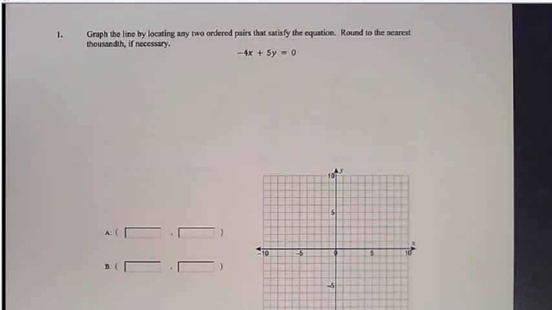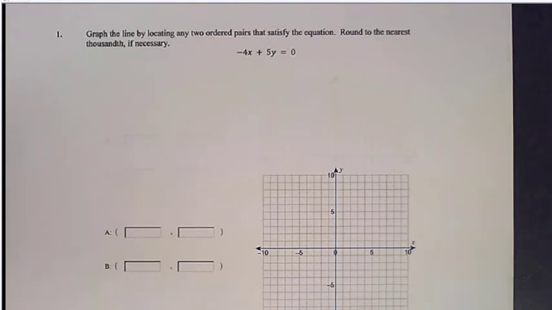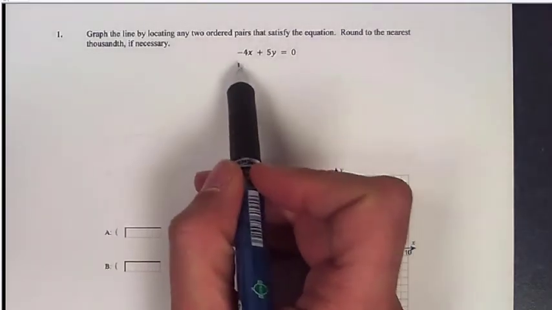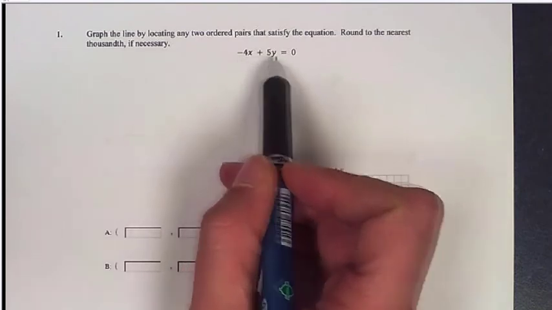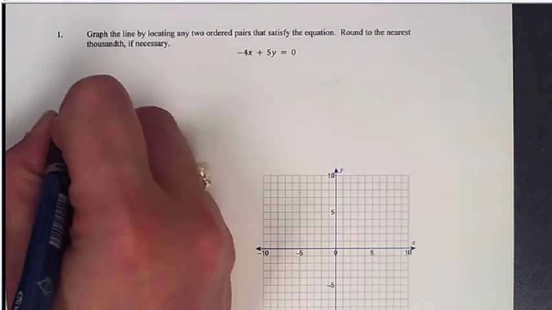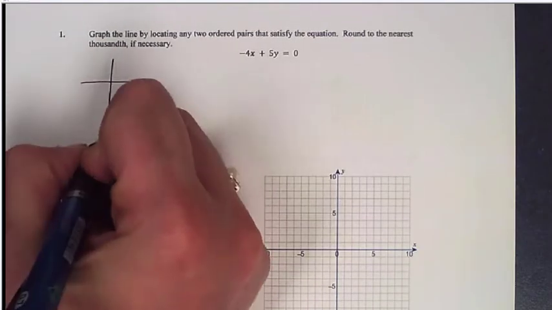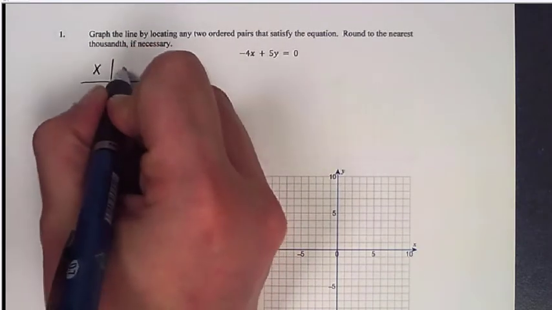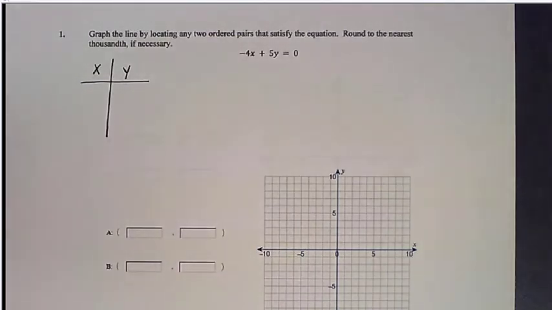Okay, so for our first example of graphing by finding any 2 points, or any 2 ordered pairs, we have the equation negative 4x plus 5y equals 0. So again, I like to do this with a chart, but you don't have to do that by any means. It looks kind of similar to what we were doing at the end of the video for our last section. I like to make that XY chart, and again, you get to pick any number that you want for x, anything your heart desires.